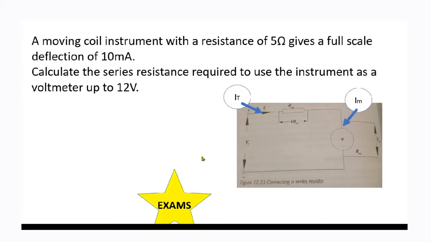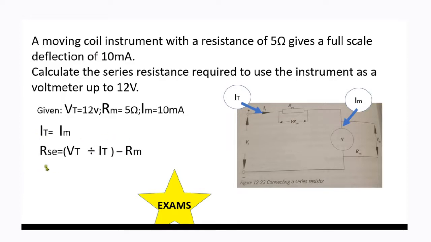Let's look at a typical example. A moving coil instrument with a resistance of 5 ohms gives a full scale deflection of 10 milliamperes. Calculate the series resistance required to use the instrument as a voltmeter up to 12 volts. What's given? VT is given as 12, RM is given as 5, IM is given as 10. Don't forget IT is IM. Let's put it into our formula. Remember, we said RSC is equal to VT divided by IT minus RM.